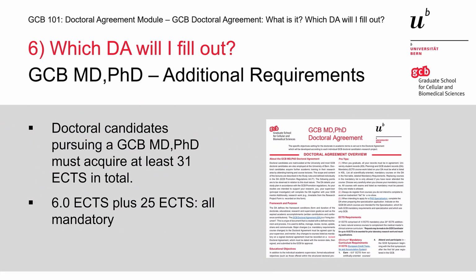Doctoral candidates pursuing a GCB Doctor of Medicine and Philosophy need to acquire at least 31 ECTS in total. The 31 ECTS are comprised of 6 mandatory ECTS plus 25 additional ECTS. The 25 additional ECTS are comprised of basic natural science courses to complement the Medical Master's Clinical Science curriculum. All 31 ECTS are mandatory.